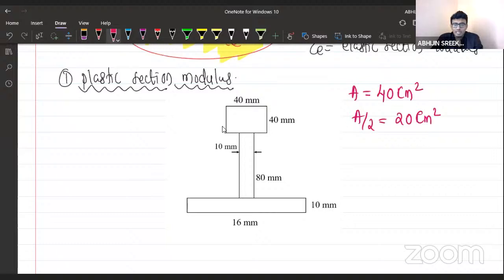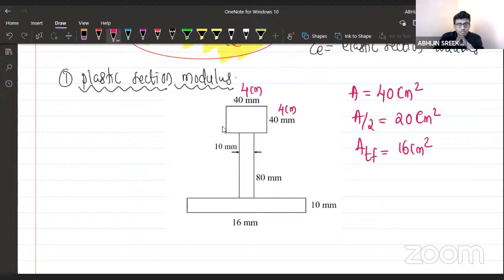Here we are given 40 mm. Let's convert it to 4 centimeter, and this is also 4 centimeter. Tell me, what is the area of the top flange? Area of the top flange is 4 into 4, that is 16 centimeters square. Tell me, can the plastic neutral axis be on the top flange? No, it cannot be.